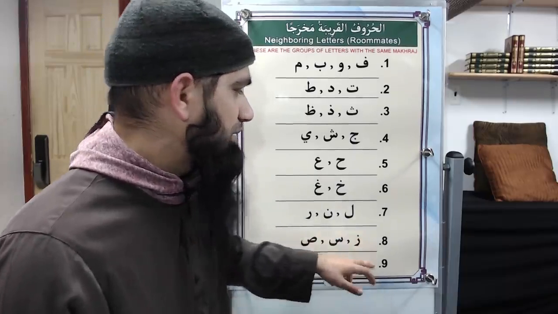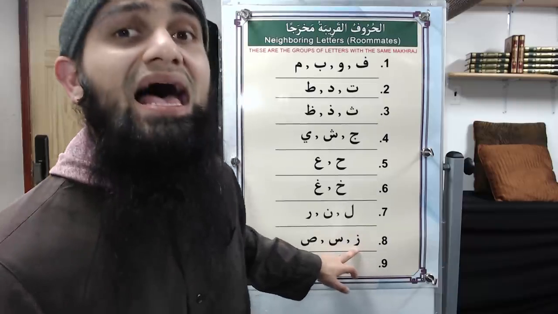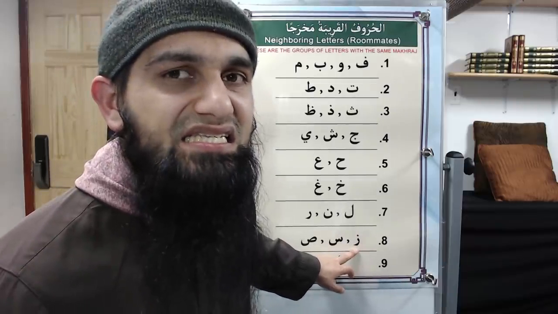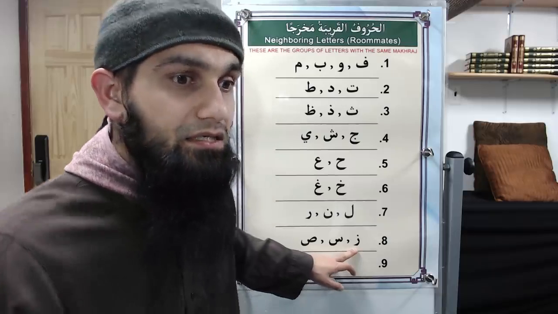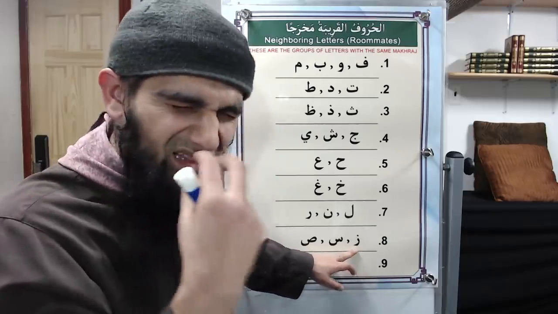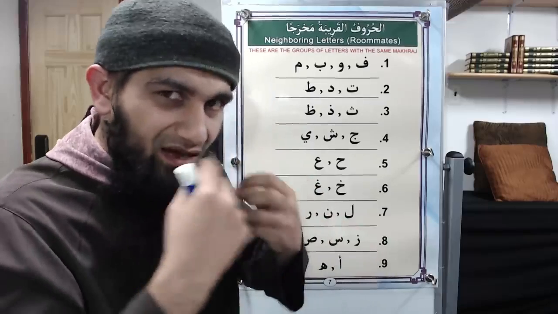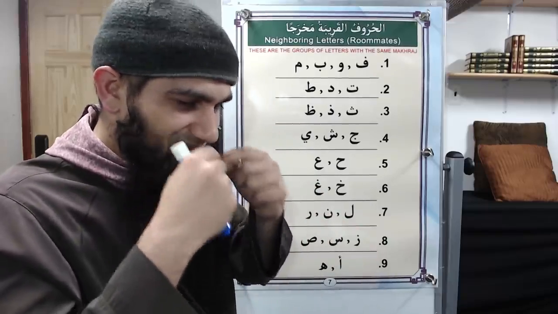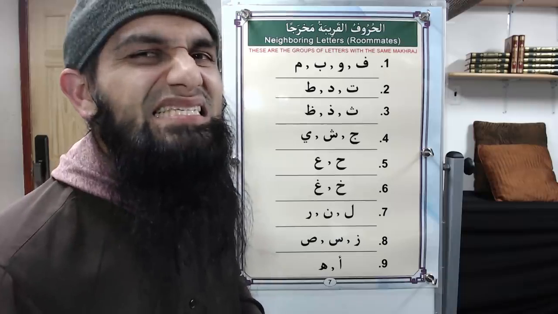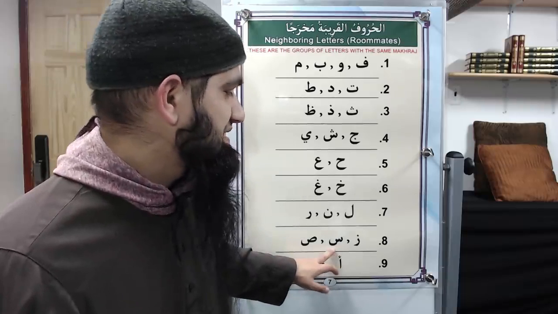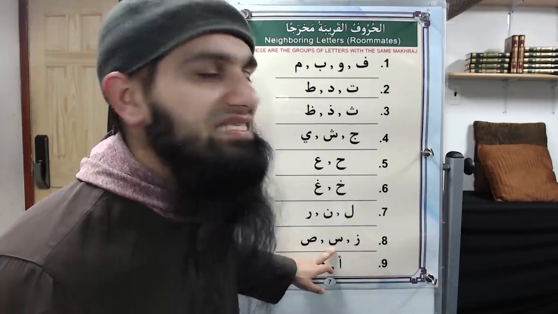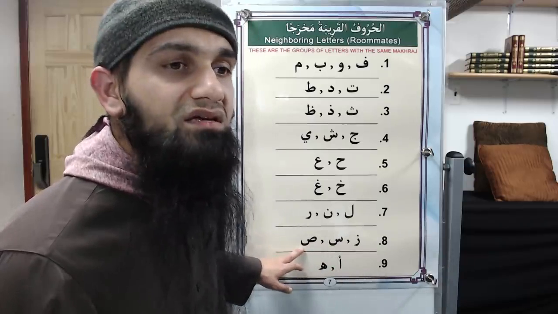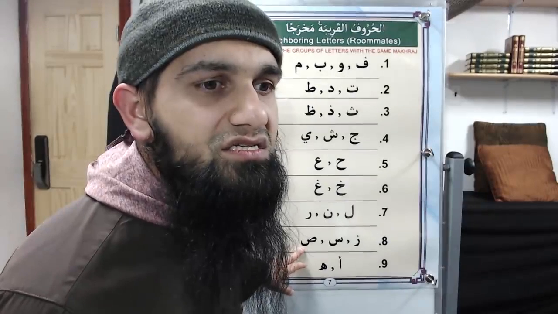Let's put a before it. Za. Az. There's a lot of commotion, a lot of air, a lot of movement of air between the tongue and the teeth. Az. Seen. As. Sad. As.